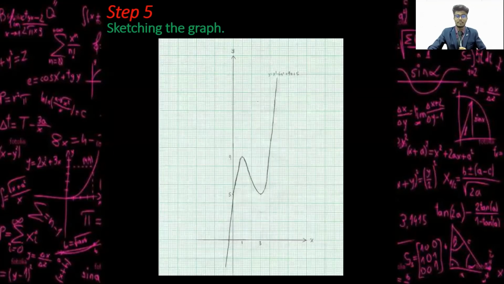So the graph looks like this. So the 1, 9 is the maximum point, and the 3, 5 is the minimum point of the graph. So it looks like this for this question. Hope you all understand the first question about the application of differentiation in finding the stationary points and sketching the graph. We move on to the next part.